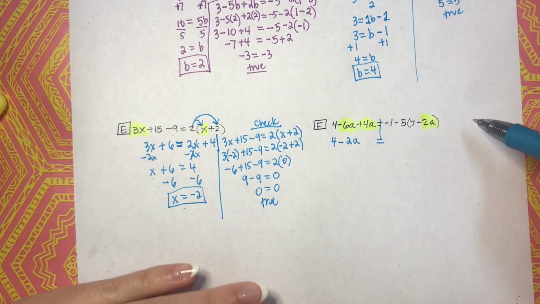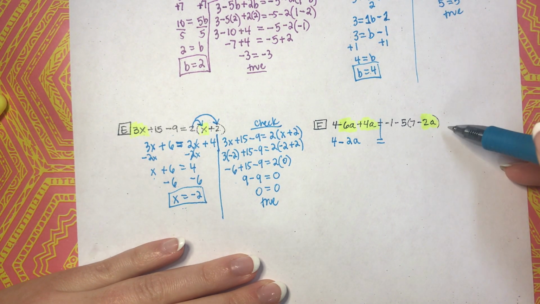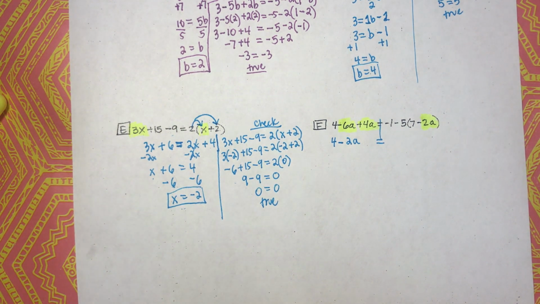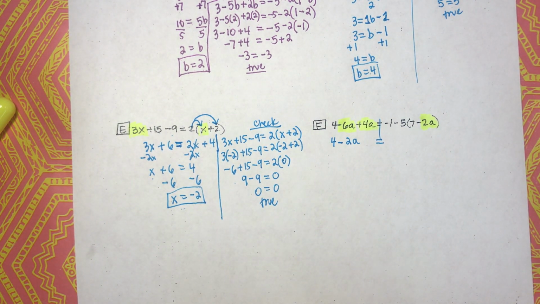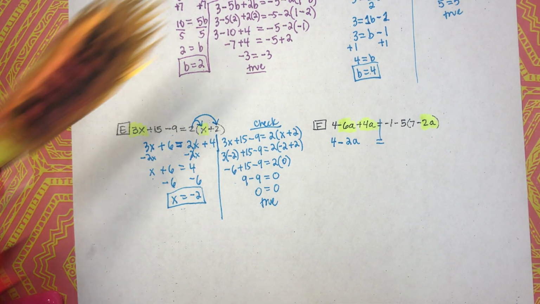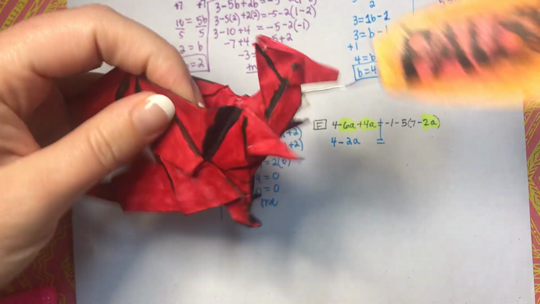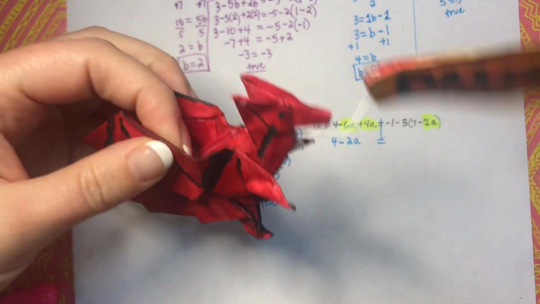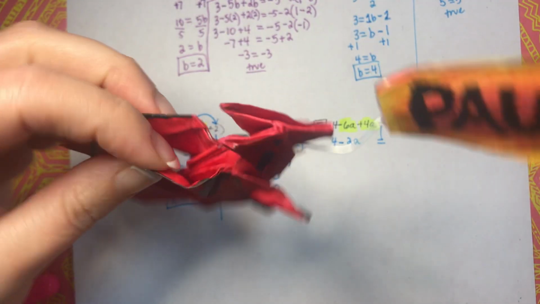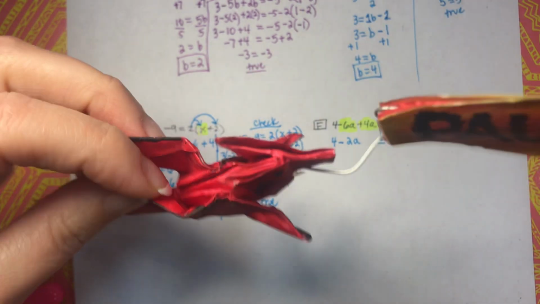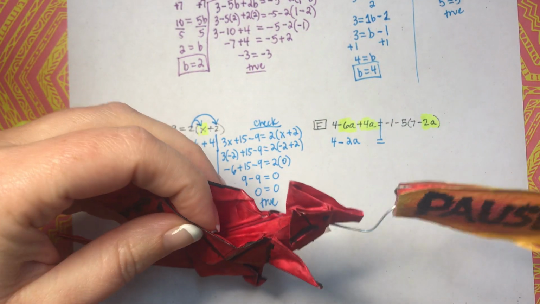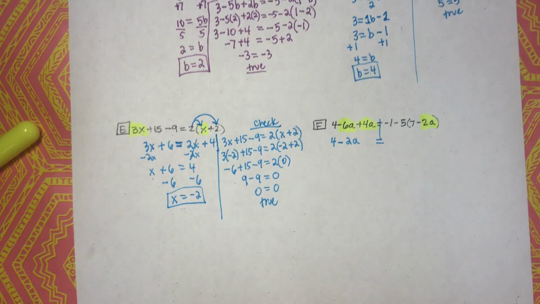equals, and what do we have over here? Oh yeah, I see some distributive property. But the key is, what do you distribute? You have to know, Pause Dragon, what to distribute. Do you distribute 5 or do you distribute negative 5? I don't know. There's so much pressure. That's okay. I'll help you out. We'll see you in a little bit.